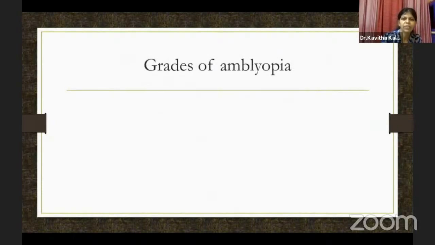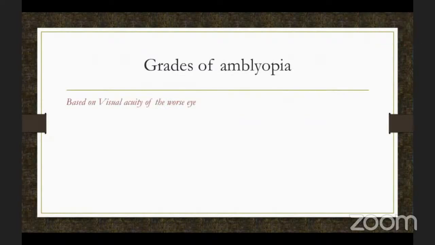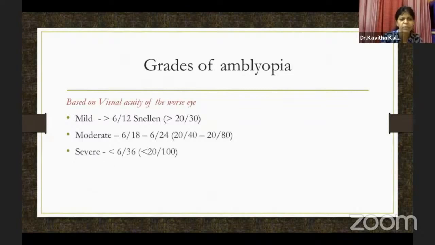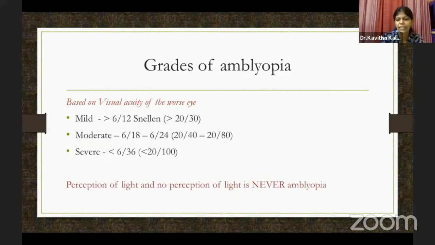So to treat amblyopia, we need to know how dense the amblyopia is. So based on visual acuity of the worst eye, mild means better than 6/12 vision, moderate is 6/12, 6/80 to 6/24, and severe is worse than 6/36. And perception of light or no perception of light is never because of amblyopia. We should be very sure that we have to find some other cause.